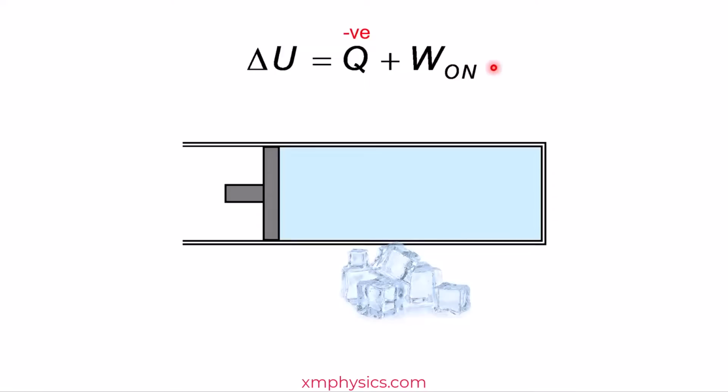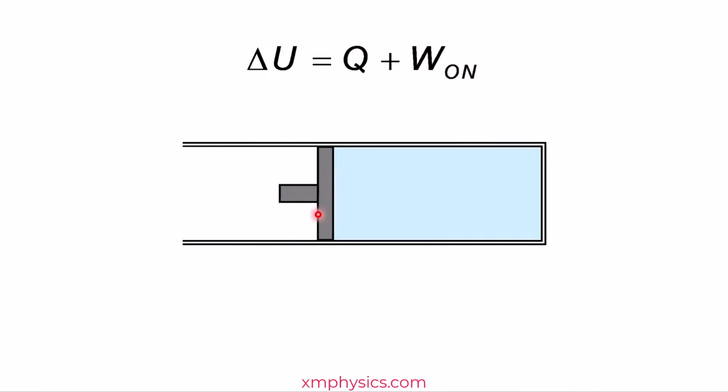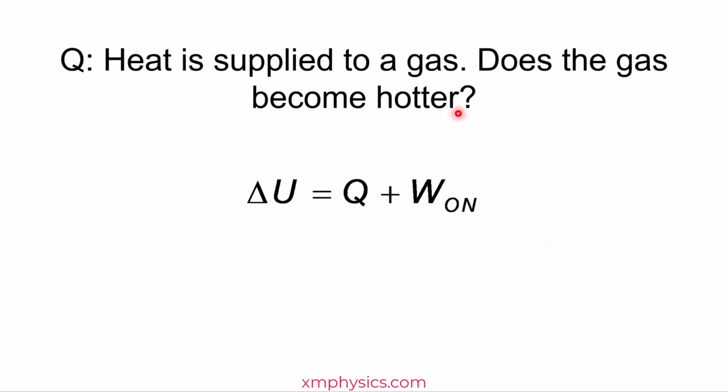Now, what about this term work done on the gas? Easy. If you compress the gas, work done on the gas is positive. If it's the gas that expanded against the external pressure, then work done on the gas is negative. So if the external environment wins, then work done on the gas is positive. If the gas wins, then work done on the gas is negative. Sounds very simple, right? So let me test you, yeah?